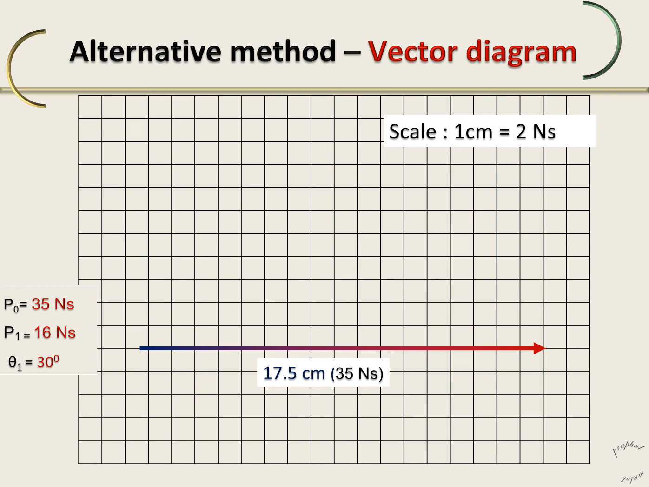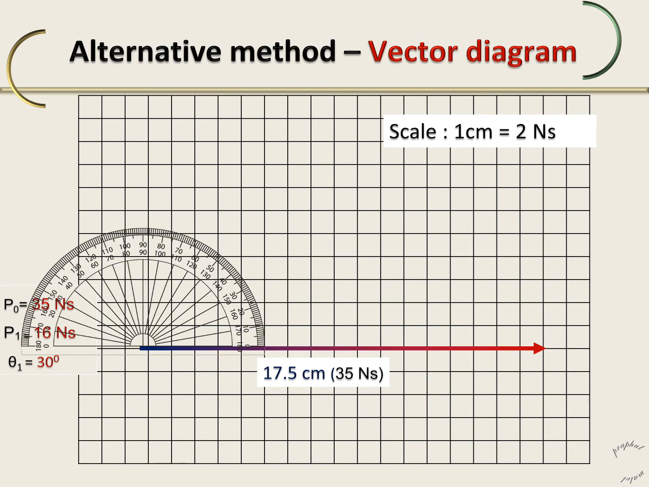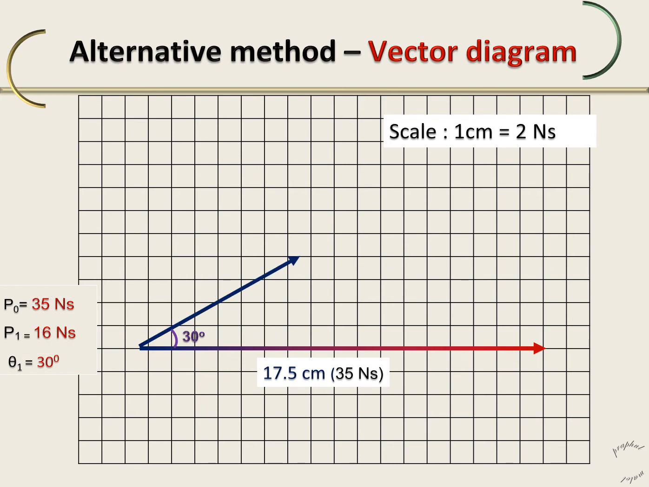Okay? Then I have to draw the momentum of the other body, that is 16, but it's at an angle of 30 degrees. So I'm using a protractor and measuring 30 degrees and drawing a line. This line should be 8 centimeters long because the momentum is 16, exactly half. Now you can see a gap. When you fill the gap, you will get the other body's momentum.